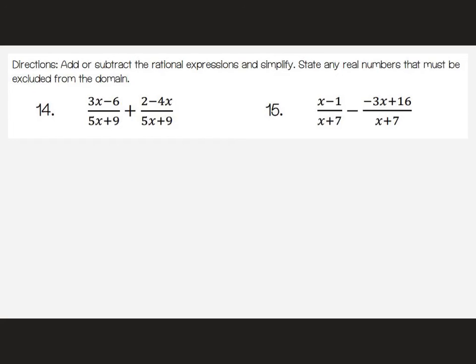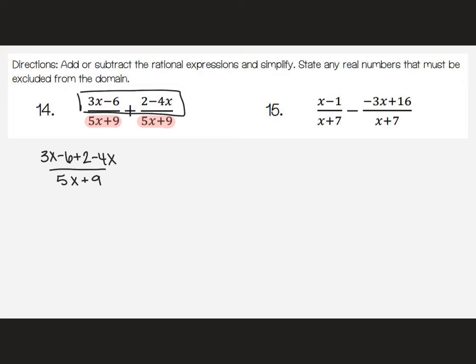In the final section of the review, we're adding and subtracting rational expressions, simplifying, and then stating domain restrictions. Remember, to add and subtract, you have to have like denominators. So here, the denominators match. When the denominators match, you rewrite the denominator, leaving it the same. And then you write the numerator as one large problem. So 3x minus 6 plus 2 minus 4x.